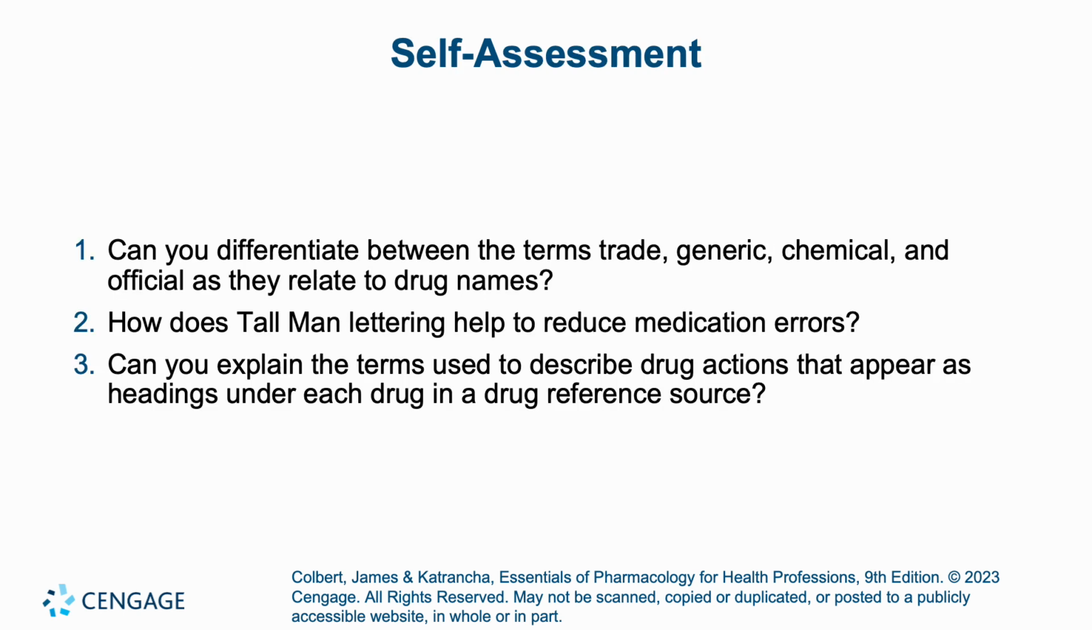So your self-assessment for this chapter: can you differentiate between the terms trade, generic, chemical, and official as they relate to drug names? How does tall man lettering help to reduce medication errors? Reflect on that. And can you explain the terms used to describe drug actions that appear as headings under each drug in a drug reference source?